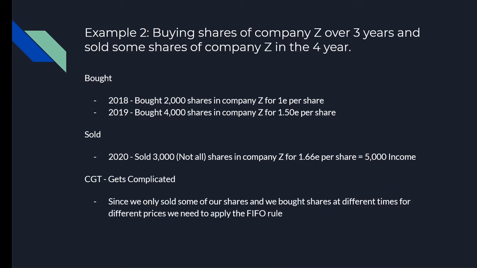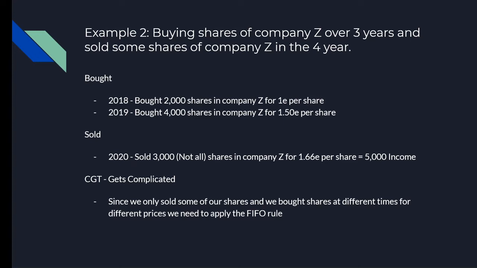The second example is, let's say you're buying shares of company Z over 3 years, right? And you sold some of the shares of that company Z in the fourth year. So here's an example, right? So we bought 2,000 shares in company Z for €1 per share. We bought 4,000 shares in company Z in 2019 for €150 per share. So now we have 6,000 shares.